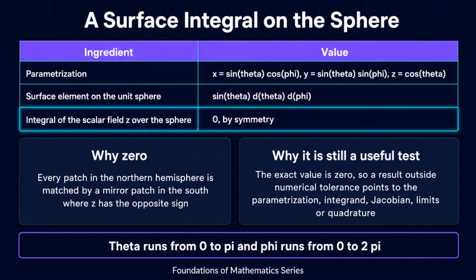Now integrate the scalar field f equals z over the whole sphere. The answer is 0 by symmetry. Every patch in the northern hemisphere is matched by a mirror patch in the south where z has the opposite sign, and the two cancel.